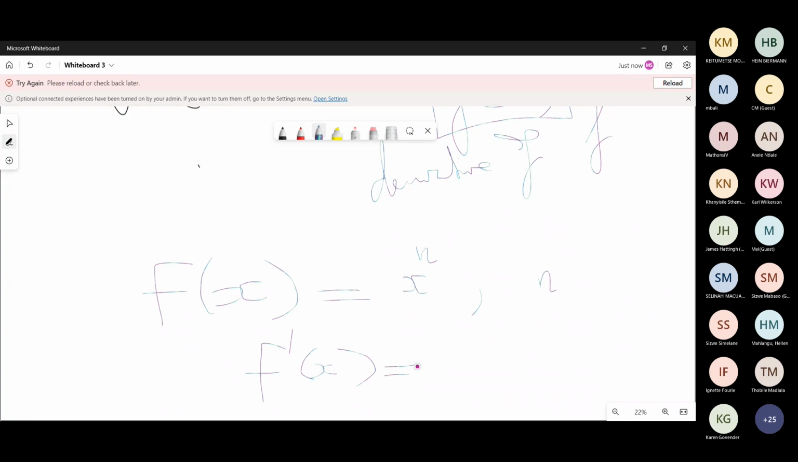I call it the power rule of differentiation. What is f prime of x? Anyone, please? n x to the n minus 1.